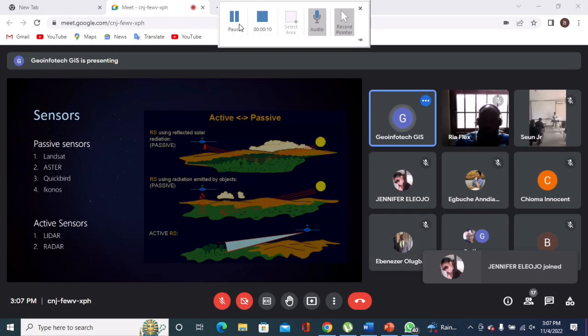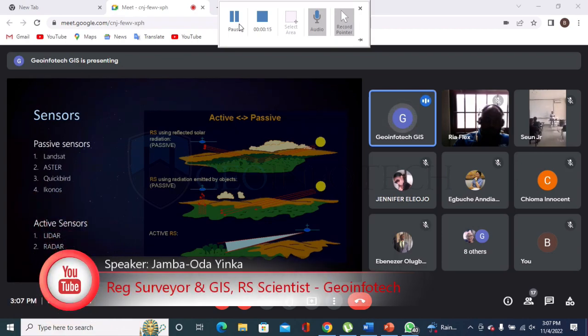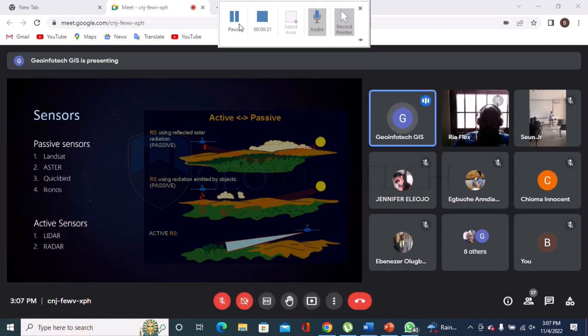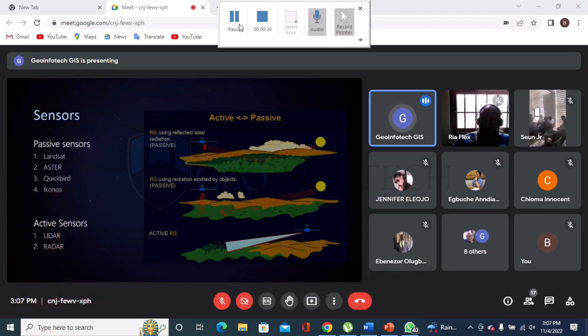In passive sensors, we have 4 examples that are stated here: the Landsat, the ASTER, the QuickBird, and IKONOS. All these are categorized under passive sensors because they cannot really function effectively if there are no sun rays illuminating the objects on the surface of the Earth and being reflected through the atmosphere back to the camera of the sensor, or the camera of the satellite that is in space.